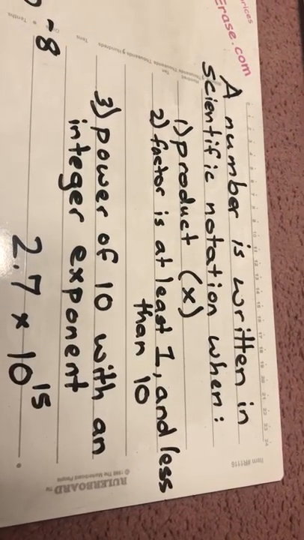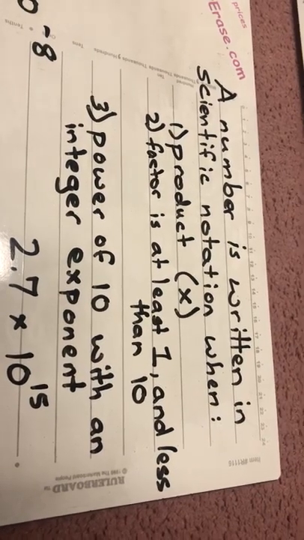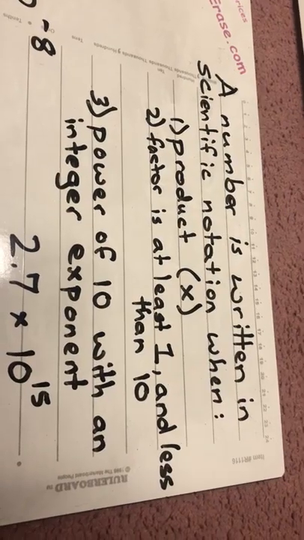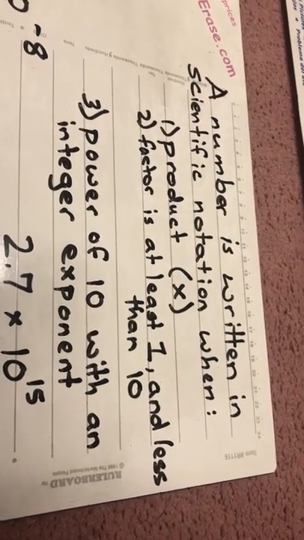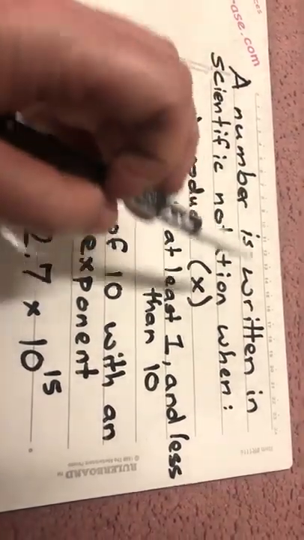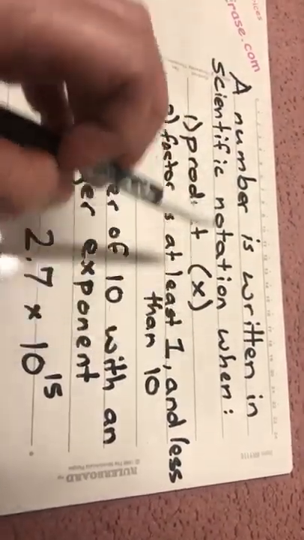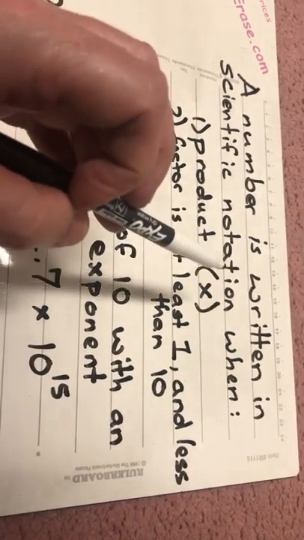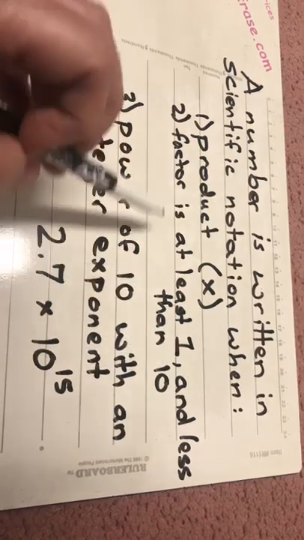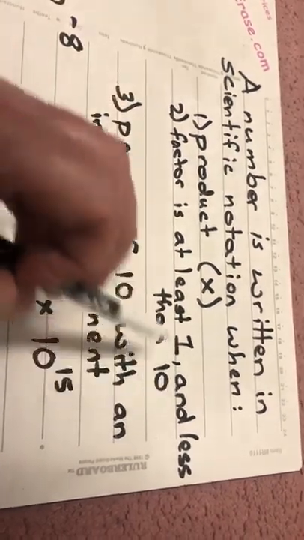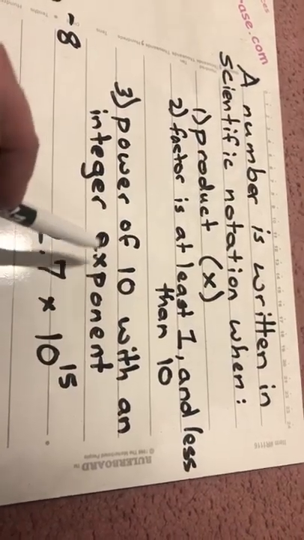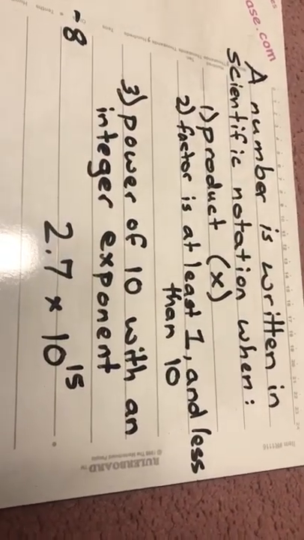Putting things in scientific notation, we'll be talking about adding, dividing, subtracting, and multiplying scientific notation. We'll be talking about all of that. But our key today is, first of all, making sure we understand what scientific notation is. It's written as a product, which means it's a multiplication problem. The first number, the factor, is at least 1, but less than 10. The power of 10 has an integer exponent. Might be a positive exponent, might be a negative exponent.